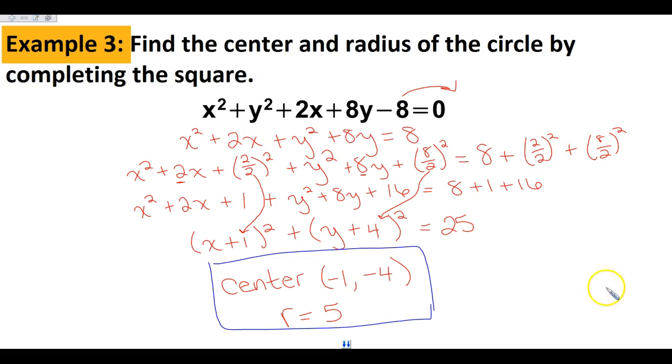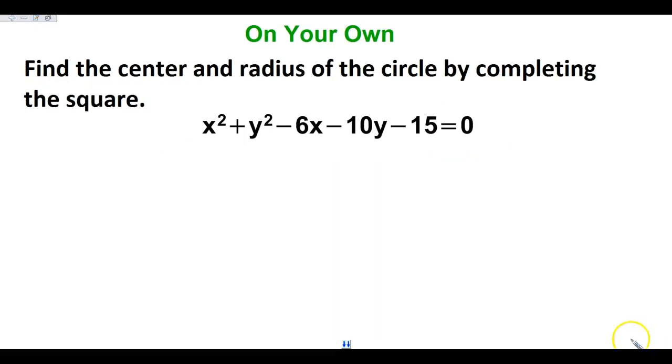So what I want you to do is go ahead and try this one on your own. So go ahead and pause the video right now and see if you can set this up and do it by yourself. Remember, you want to group your x's together, you want to group your y's together, and you want to move all of your constants over to the right. All right, so go ahead, pause your video, and give it a try.